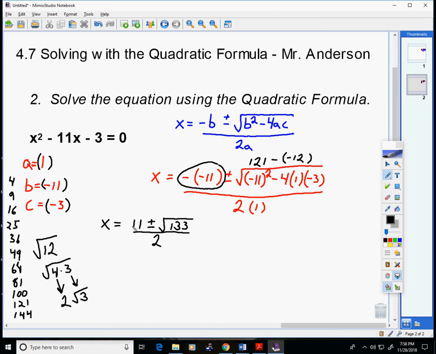So I could answer it like this, or I could answer it like this as well, separated into two different answers. X equals 11 plus the square root of 133 over 2, or x can also equal 11 minus the square root of 133 over 2. There's my two possible answers. These are both saying the same thing. Remember, this plus and minus is representing two different answers.